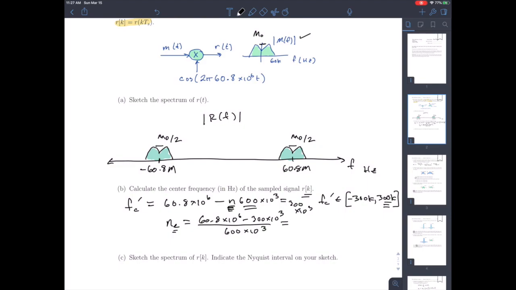When you solve for n sub e, you get 100.83. The value of n that we use is the ceiling function, so you round it up and you get 101. That lets us calculate Fc prime: 60.8 times 10 to the 6th minus 101 times 600 times 10 to the 3rd. What we get for Fc prime is 200 kilohertz.